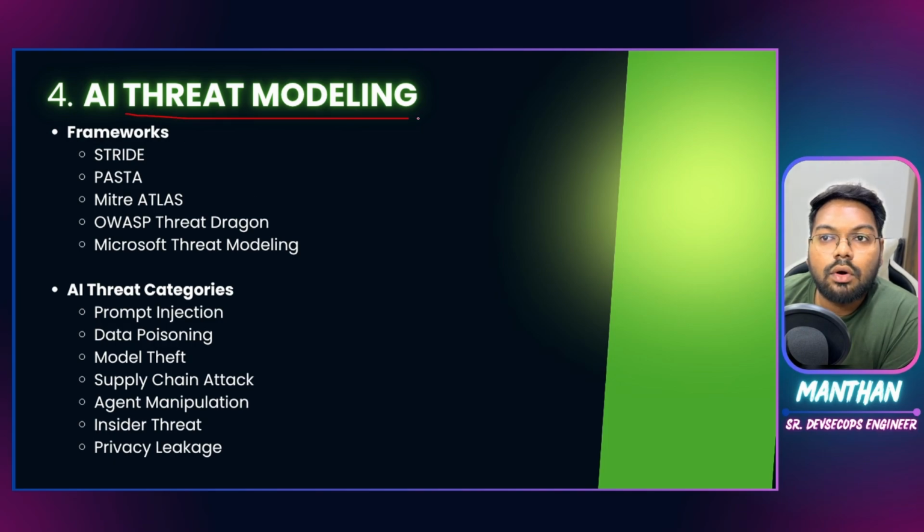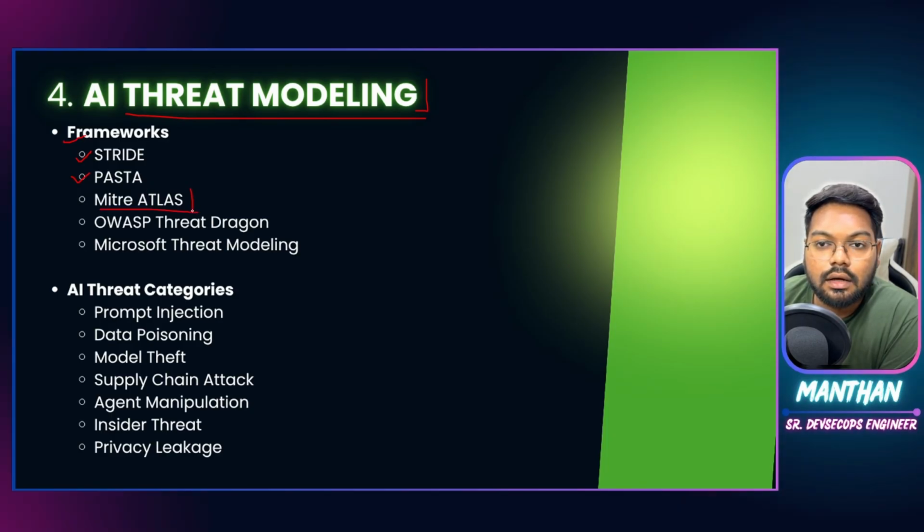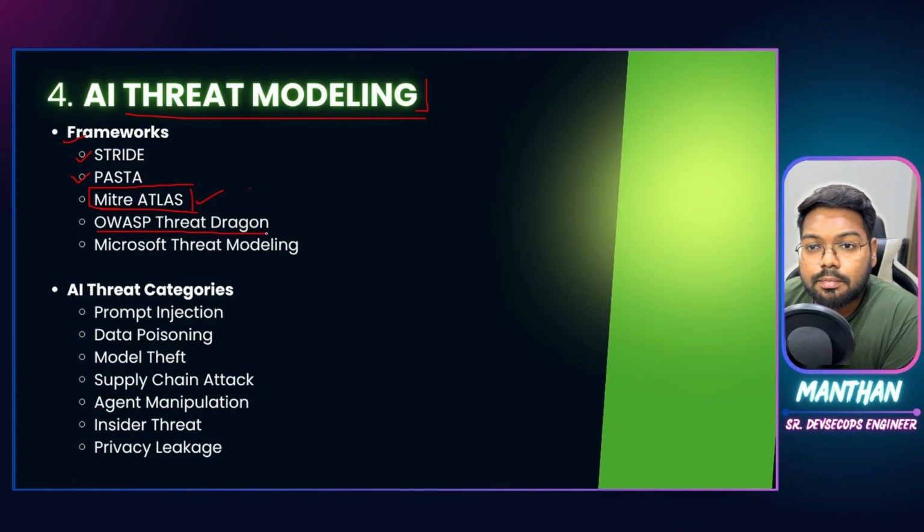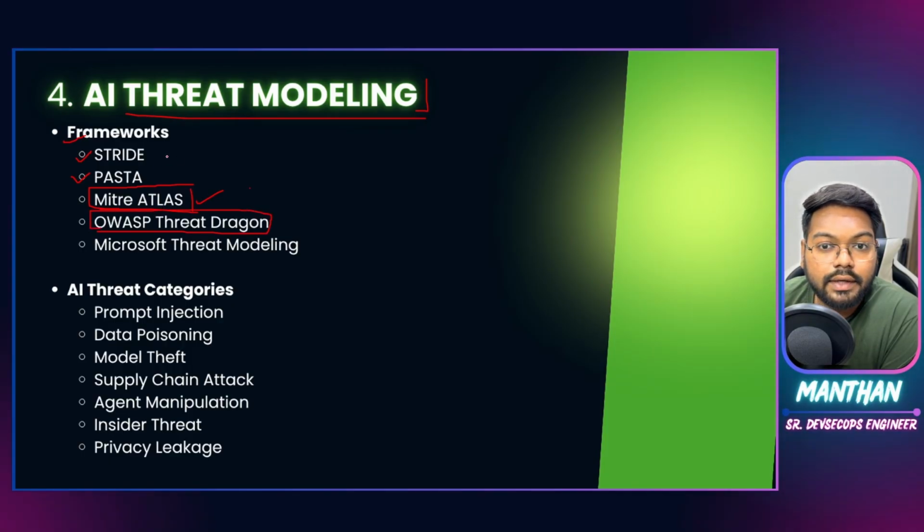Next is AI threat modeling. As we have discussed, there are different frameworks like STRIDE, PASTA, and then there is ATLAS from MITRE. It's something like an AI threat landscape, I don't remember the exact full form. And then there is OWASP Threat Dragon that you can use for threat modeling purposes.